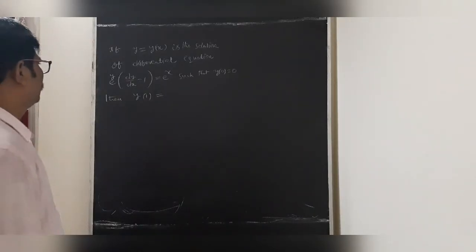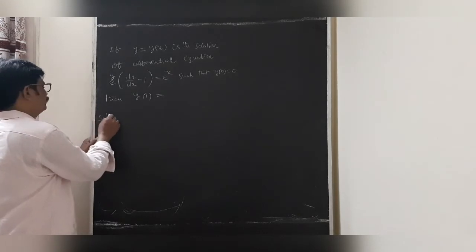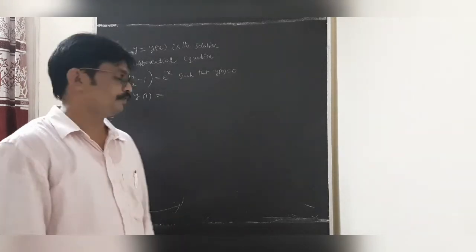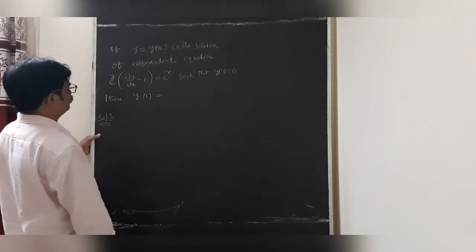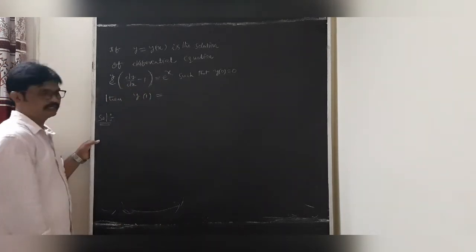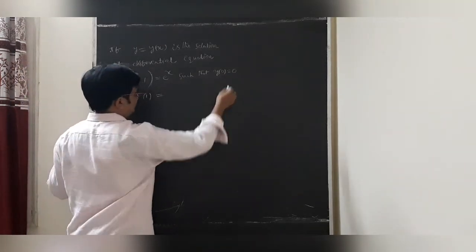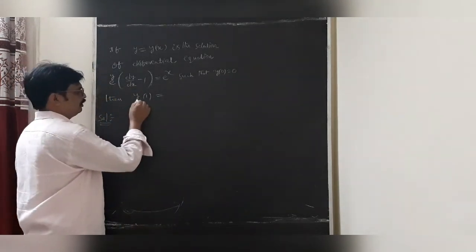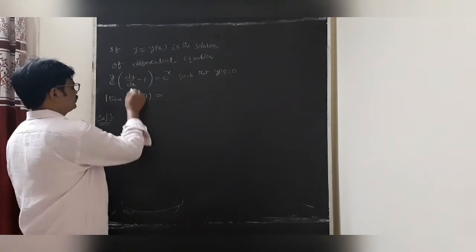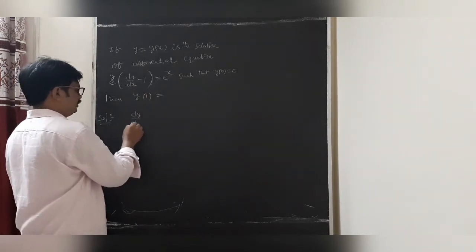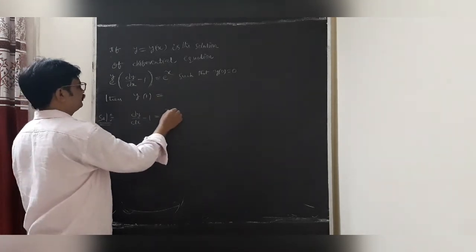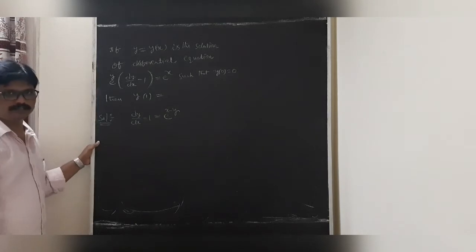My dear students, now the next question. y equals y of x is the solution of the differential equation e power y into dy by dx minus 1 equals e power x, such that when x equals 0, y equals 0, then we find the value of y at x equals 1. So students, the given differential equation is dy by dx minus 1 equals e power x by e power y, that is e power x minus y.